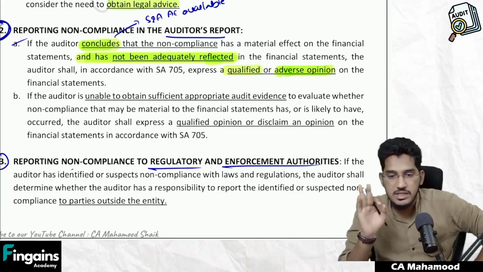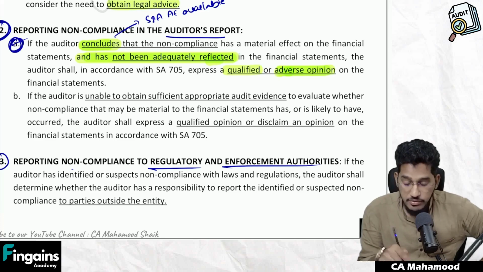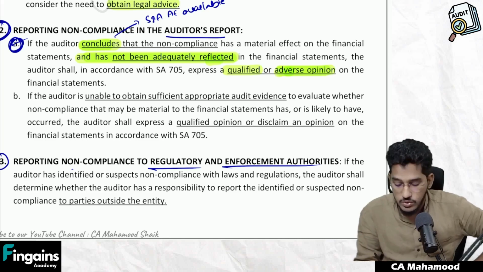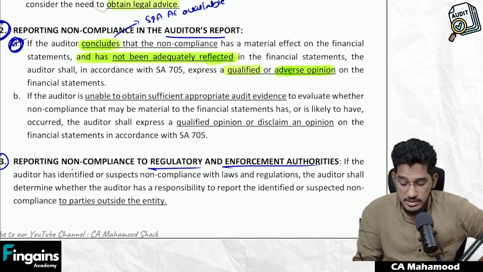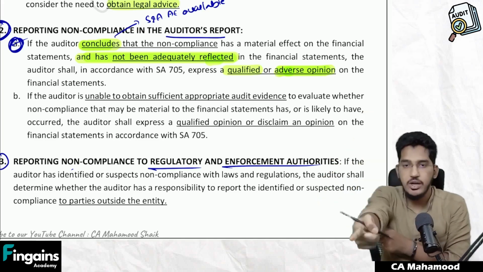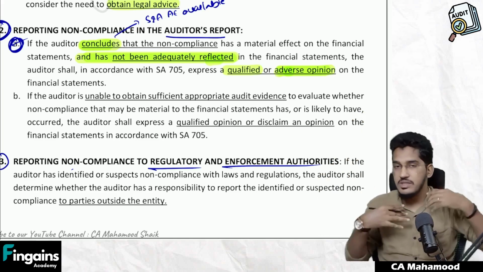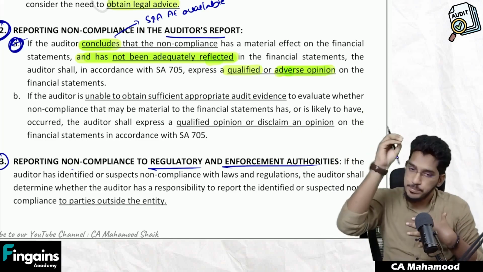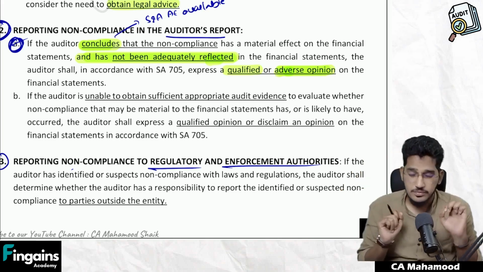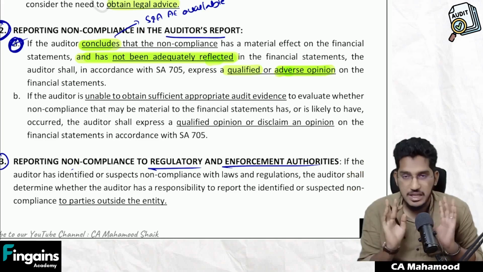See, it is not expressly mentioned, but it is implied from this statement. If you read this statement, it is implied. Why? What are they saying? If the auditor concludes that the non-compliance has a material effect on the financial statements, and when it is not adequately reflected or presented, then only you are required to modify. Which impliedly means that if the auditor concludes there is a non-compliance, but it has been properly reflected in the financial statements, no need to give a modified opinion. That statement is not expressly given, but it is implied when you read this paragraph carefully.